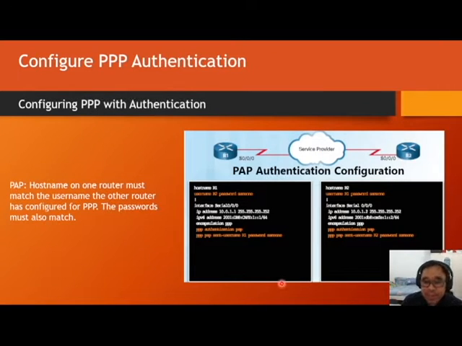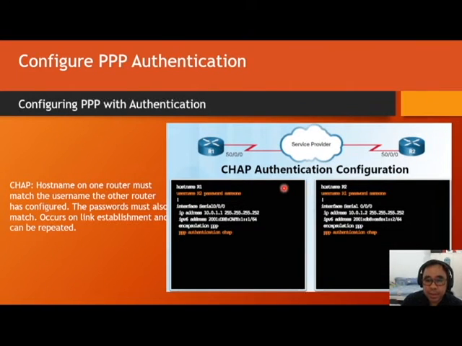This is an example of PAP authentication configuration. This is a CHAP authentication configuration. One router must match the username the other router has configured, and the password must also match. It occurs on link establishment and can be repeated.